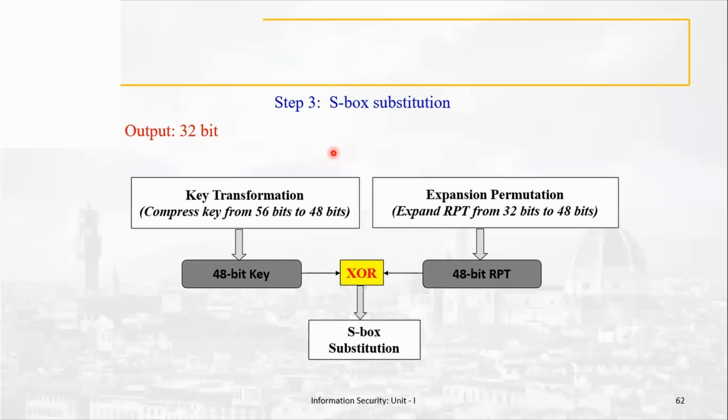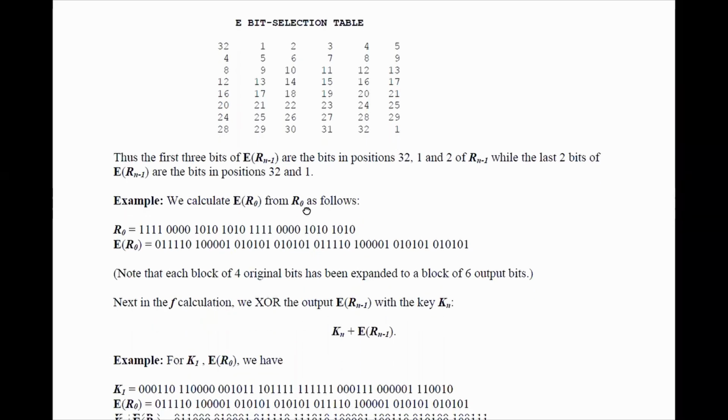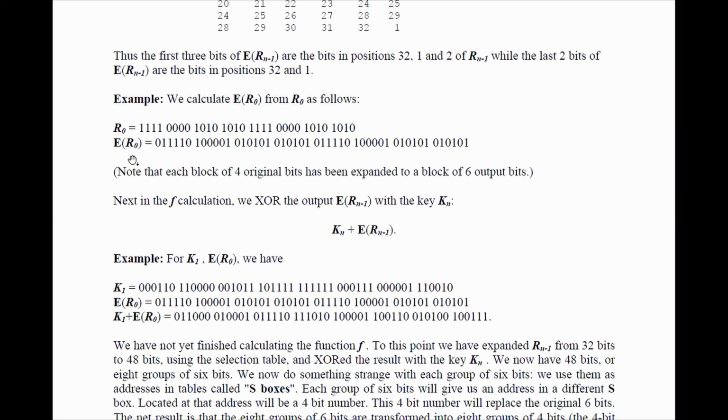The second step is to XOR the key which you are getting in that round. You have already got the key. So this is the expanded data from the R0. This is 32-bit data. This is 48-bit data.